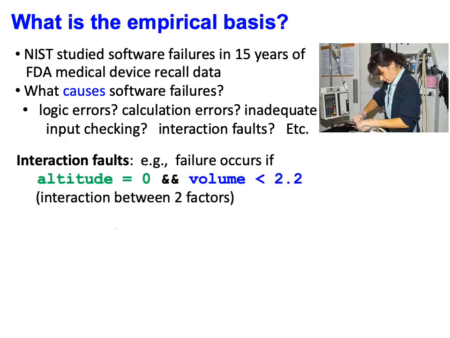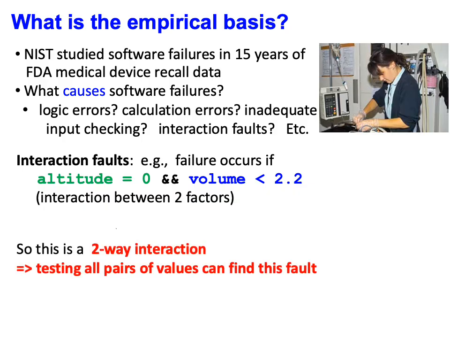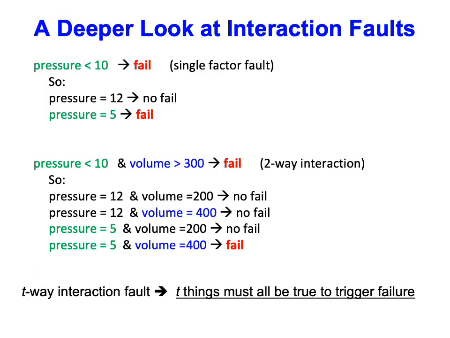One of the things that we looked at were interaction faults. By that, we mean an example such as this, where we have a failure that occurs only when the altitude is at some level and the volume is less than some number, for example. So that's two factors interacting. This is called a two-way interaction. So if we tested all pairs of values, we could find this fault. But it's really not enough to look at pairs of values.